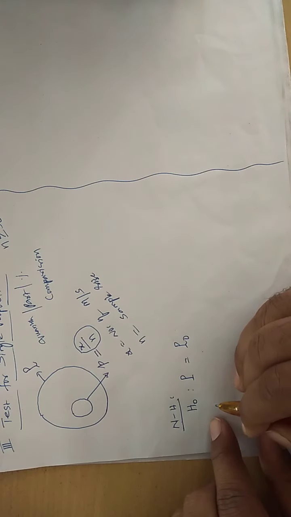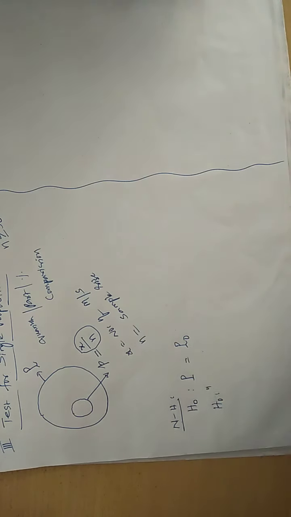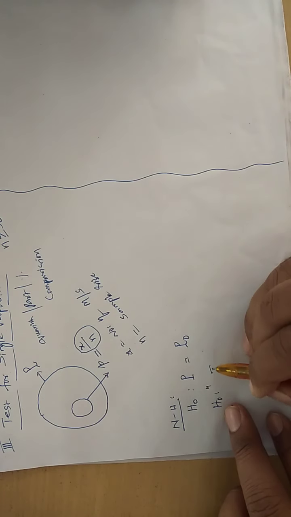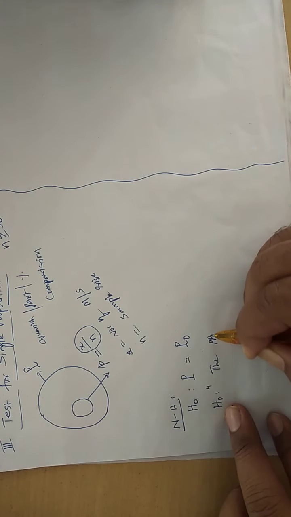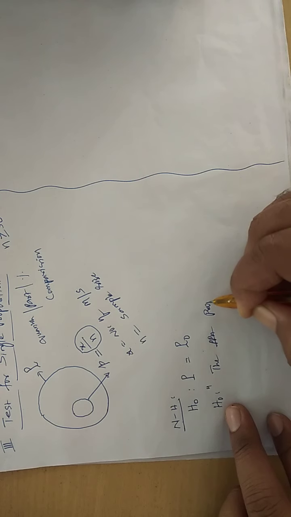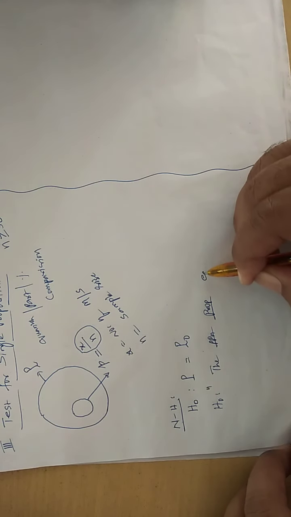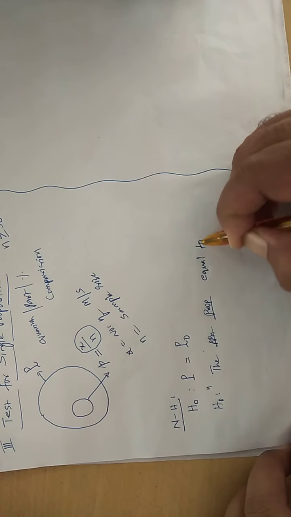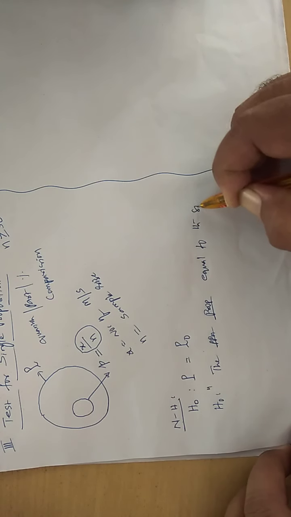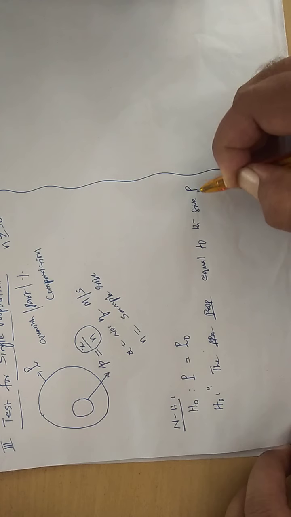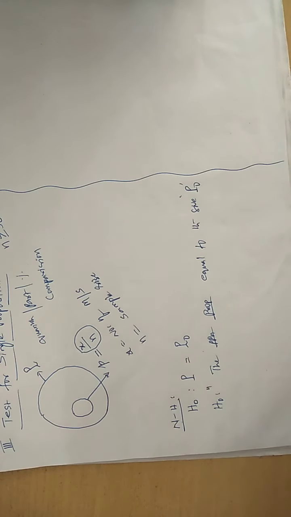Right? Now, in terms of words, how do you write here according to the notation? The population proportion is equal to the given value. What is the given value here? Nothing but P naught. You have to write.